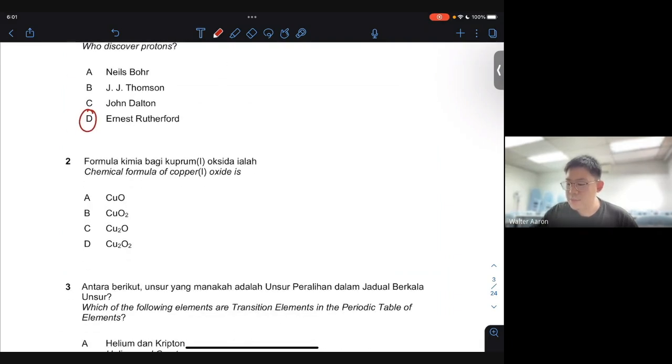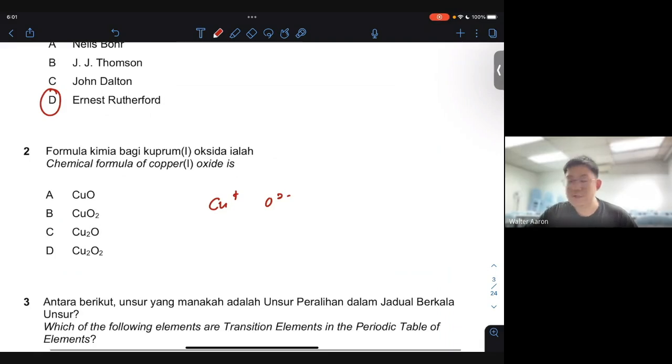For the second one, the chemical formula of copper 1 oxide is... Copper 1 is carrying a charge of plus 1. So in this case, you remember oxide actually carries a charge of O2 minus. Since plus 1 is for copper and minus 2 is for oxygen, you can just cross the numbers for each other. If you swap the numbers, you get the formula, which is technically Cu2O. So the answer here will be C.